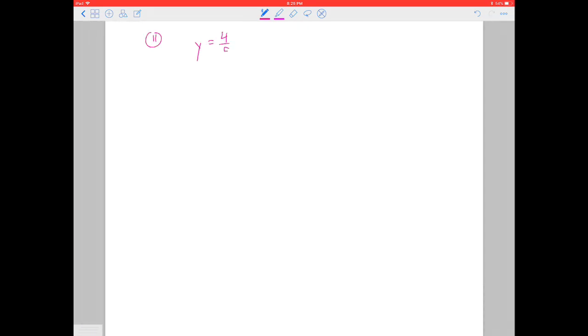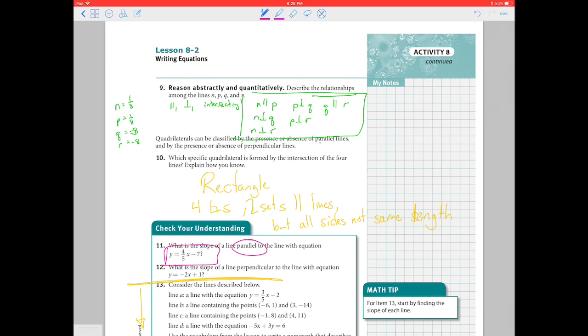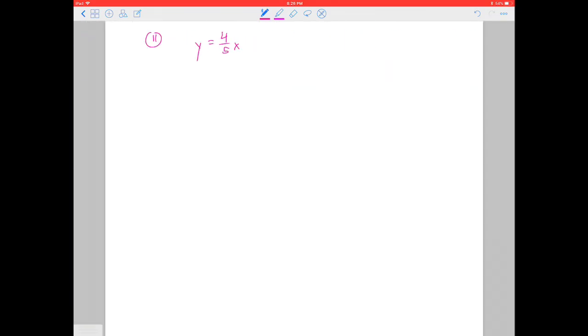Original equation is y equals 4/5 x minus 7. And we want a parallel line to this. It doesn't give us a second point that it has to go through, though, so we can make up our own.